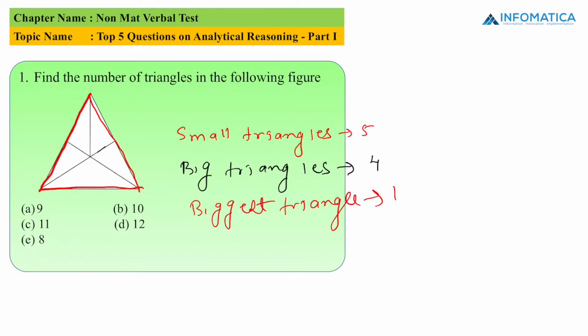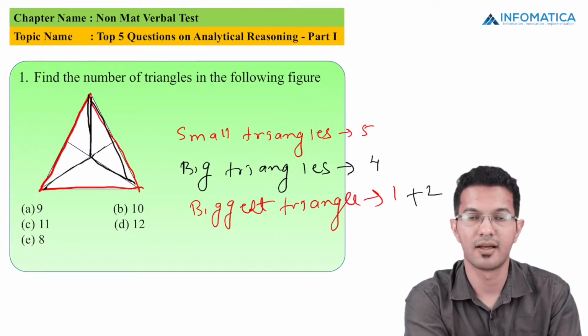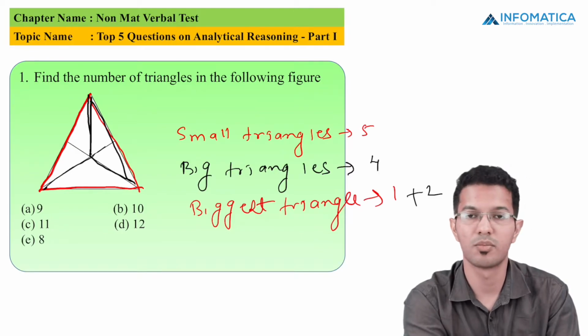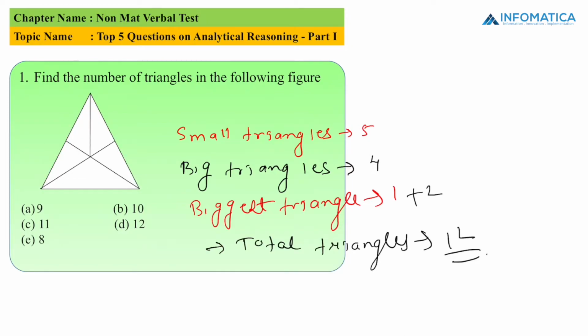And then we go for 2 big triangles, and they are, this is one triangle, and then we are having another triangle. So students, if we add all the triangles, we get 5 plus 4 plus 1 plus 2, and that is giving us 12 triangles. So the answer to this question will be option D, that is 12 triangles.